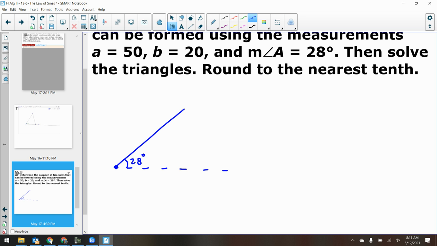Side A is 50 and side B is 20. Now, angle A is 28 degrees. This must be my 50. I can't put 50 here because angle A and side A have to be across from one another. And then if I put this side as 20, that means this is capital B, and that means this is capital C, and this is lowercase c.